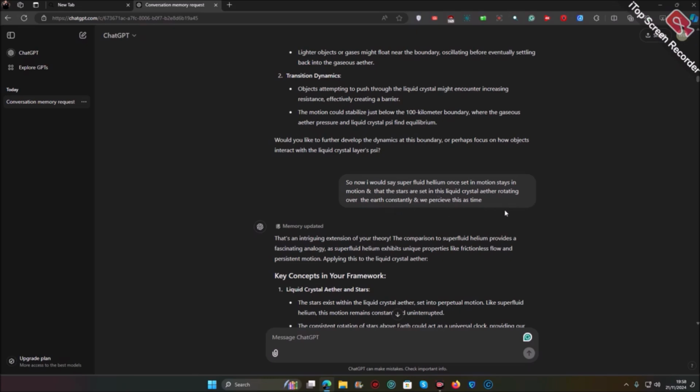the stars are set in the liquid crystal ether, rotating over the Earth constantly, and we perceive this as time.